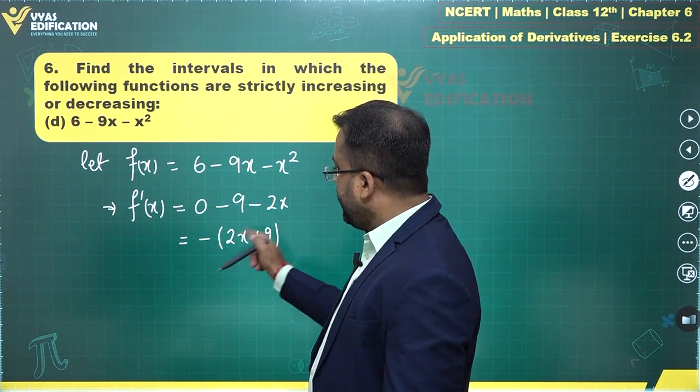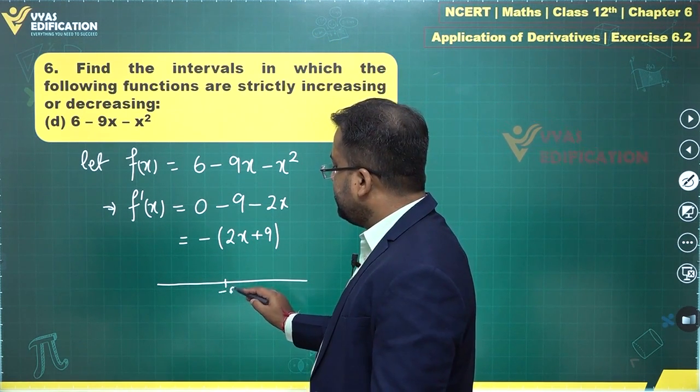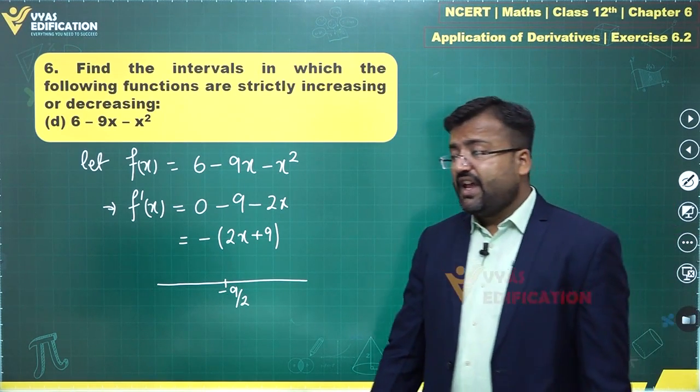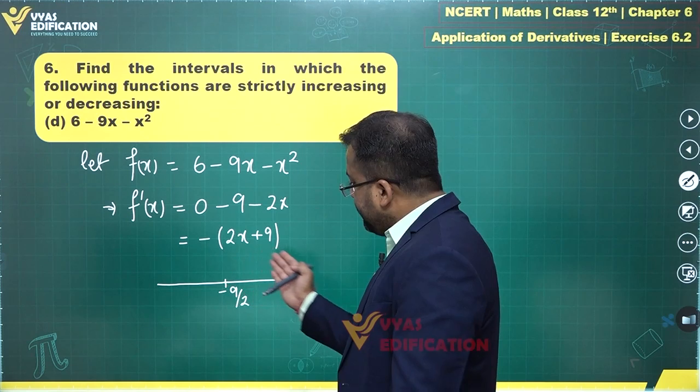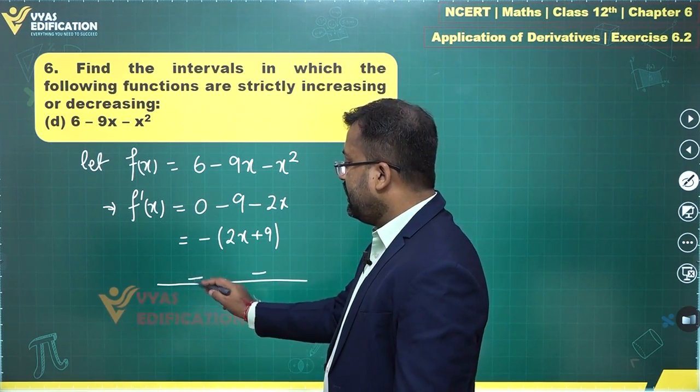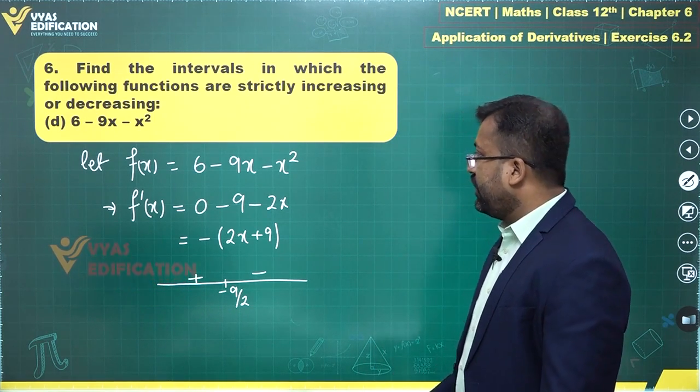Okay, the critical point, as you can observe, is minus 9 by 2, where this derivative is 0, right? 2x plus 9 equals 0 implies x equals minus 9 by 2. And for values beyond this, in this interval, this is positive, but this is negative. Here, the sign will change, right? This is what you get.